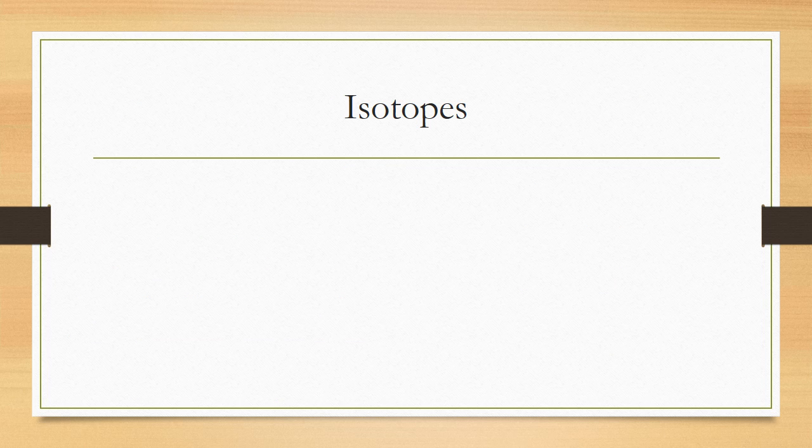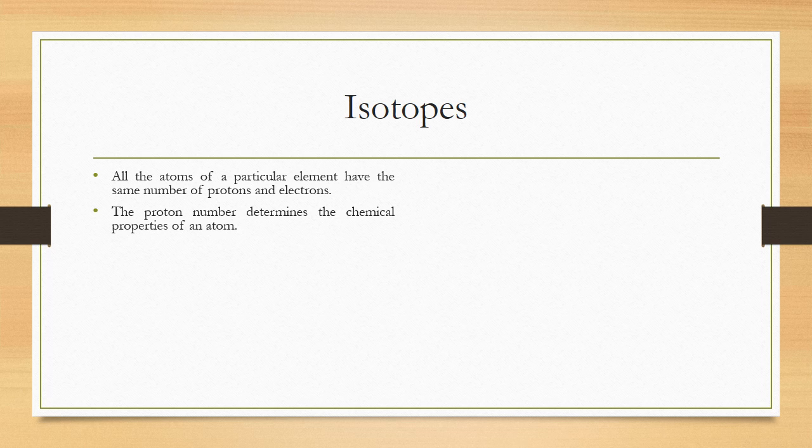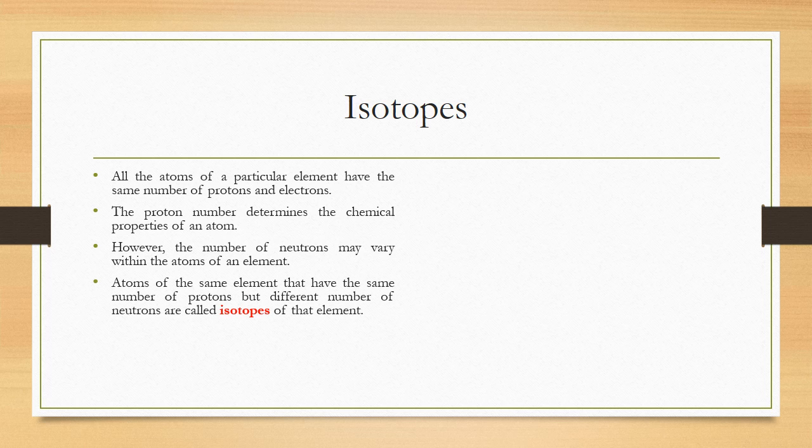Okay, so uranium is an interesting example too because it's an example of an isotope. All atoms of a particular element have the same number of protons and electrons. So every atom of uranium has 92 protons and also 92 electrons. And the proton number determines the chemical properties of an atom. However, the number of neutrons may vary within the atoms of an element, and this is called an isotope. Atoms of an element have the same number of protons, but they can have different numbers of neutrons, so therefore different mass numbers.